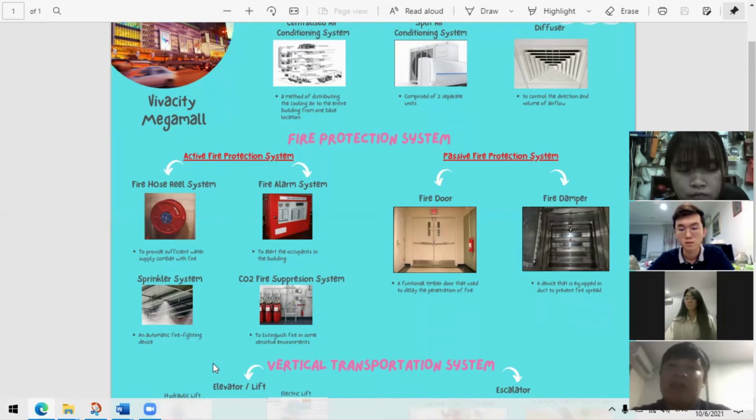When operating the hose reel, the user should turn on the main valve on the top to provide sufficient water supply into the hose reel, and the nozzle attached at the end of the hose enables the user to adjust the direction and the flow of water when extinguishing the fire. And the next goes to the fire sprinkler system.